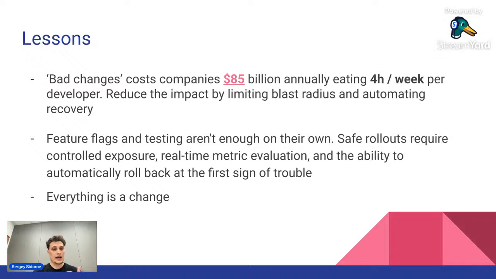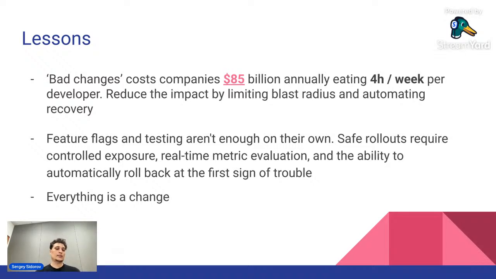And it doesn't include direct financial losses due to the reliability breaches for those businesses, like revenue, ads, engagement, etc. Feature flags and testing, like manual testing and staging testing, aren't enough on their own. So safe rollouts should be there. They should control exposure. They should measure metrics in real time, and they should provide a way to roll back automatically whenever there is a deviation in the metric.